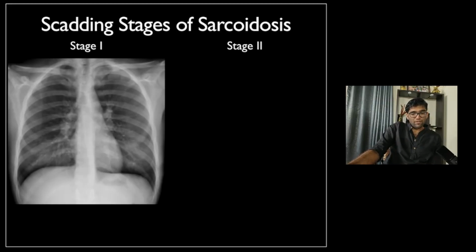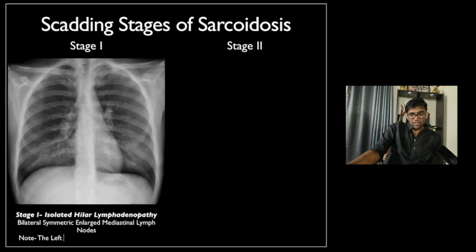So stage 1 is basically a hilar lymphadenopathy that is apparent on a chest X-ray without any pulmonary parenchymal involvement. In this particular chest X-ray, we find a left paratracheal stripe, which I have highlighted in blue, and we find that it is thicker than normal, indicating that there is likely left paratracheal lymphadenopathy.